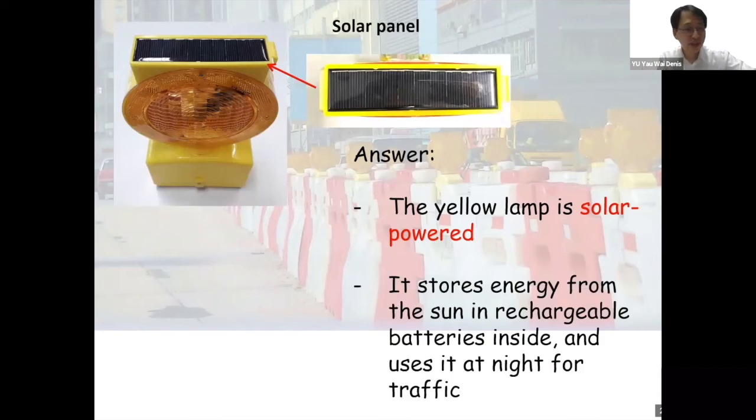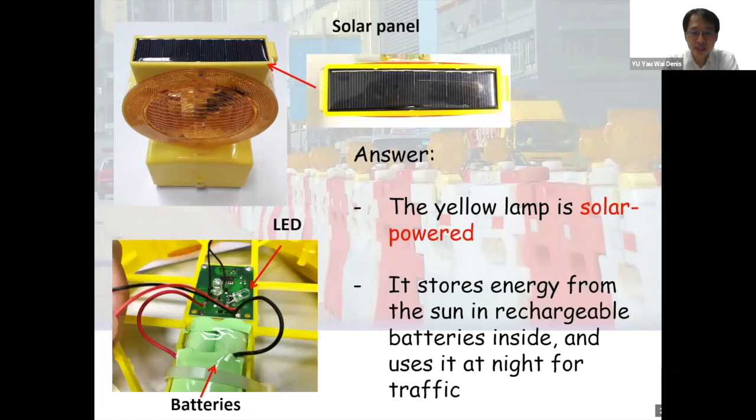So during the daytime, it collects the energy from the sun and then stores it inside a battery. And then at night, when you use it for traffic, you have the LED that runs on it. So it's very self-sustainable. You don't need to go and replace the battery, and you save a lot of energy by doing that.